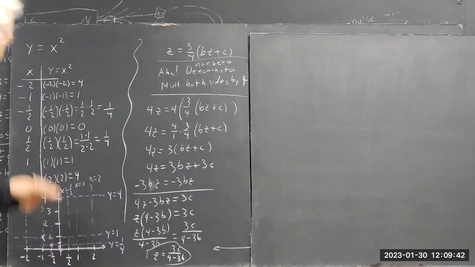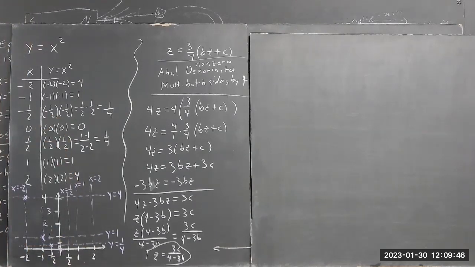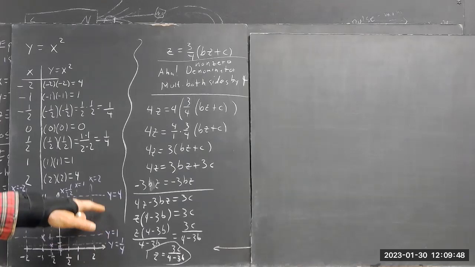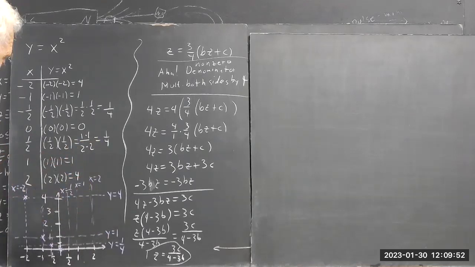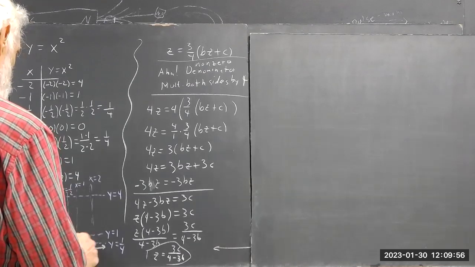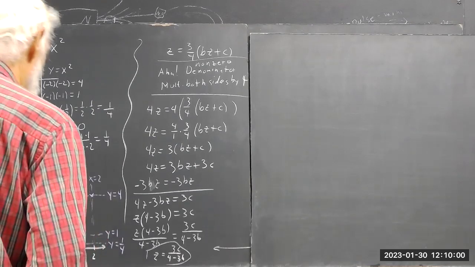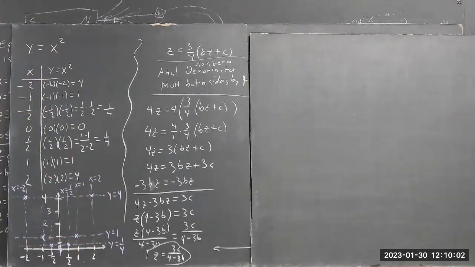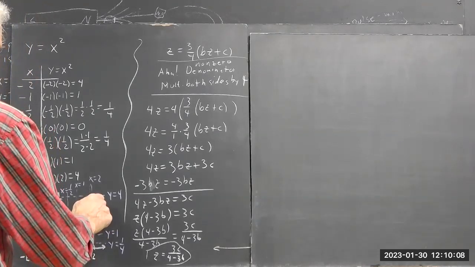Now I can draw my lines for x equals 1/2, x equals 1, and x equals 2. I've already got all the y's that I'm going to need. I've got 1/4, 1, and 4. So that works out kind of nice. And there I get additional points. And I can connect these points with a nice smooth curve.